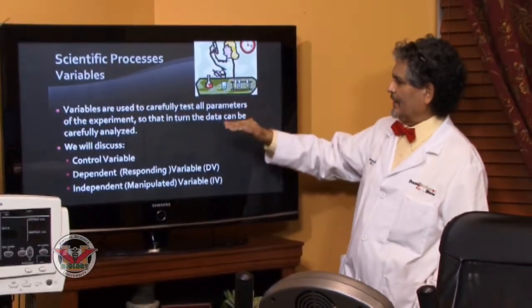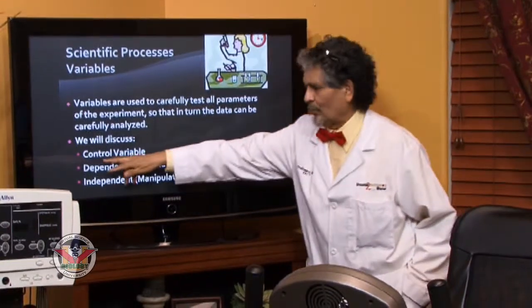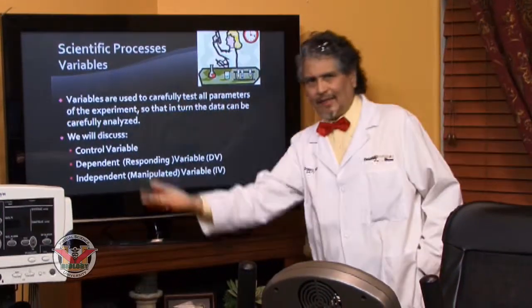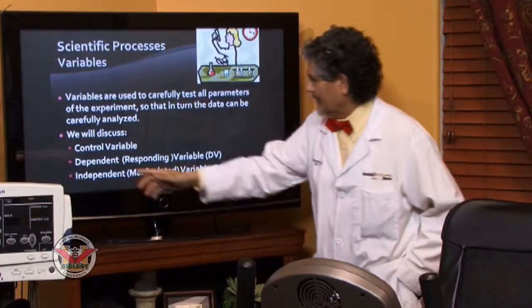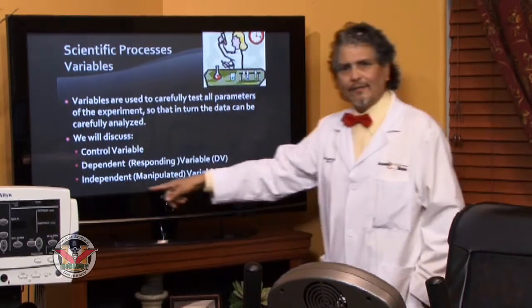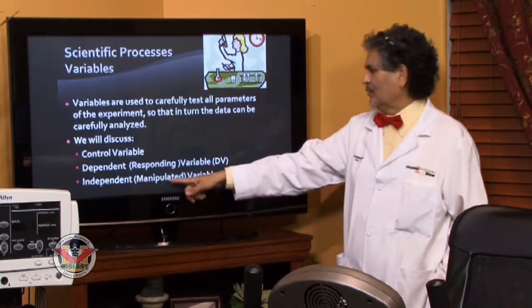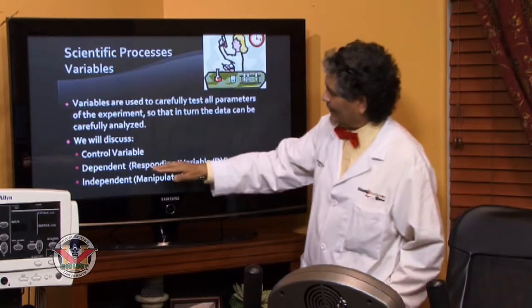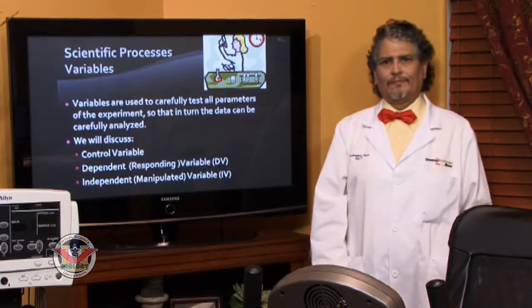And in this case, if we look up here, okay, these variables that we're talking about, they have to be analyzed to the control variable, so that this way you're constantly comparing the dependent variable, which is responding to the independent variable, that's the manipulated variable, and that in turn being compared to the control variable.